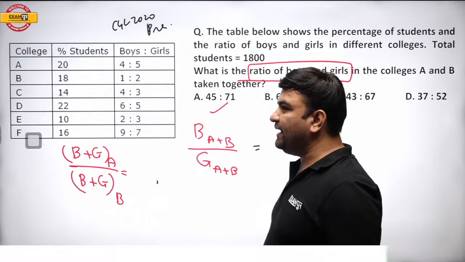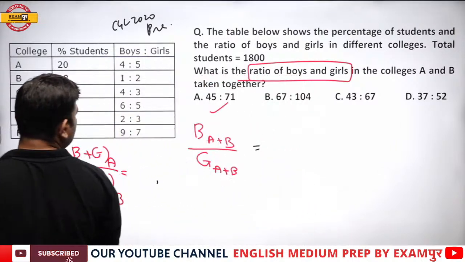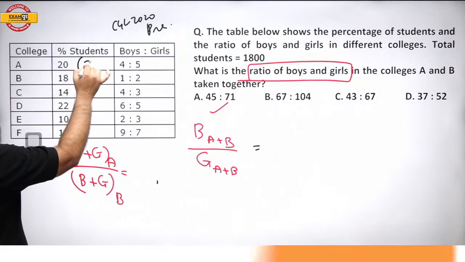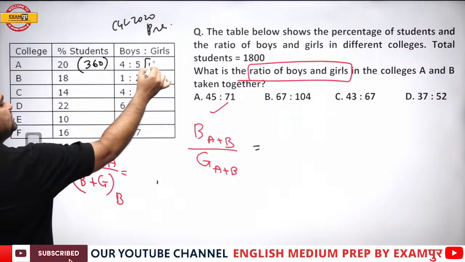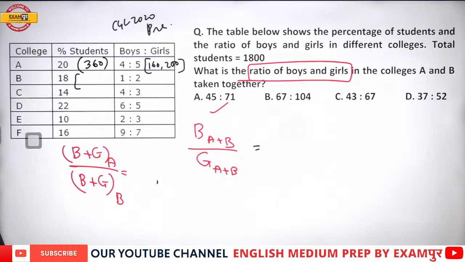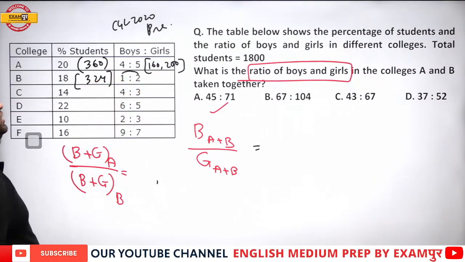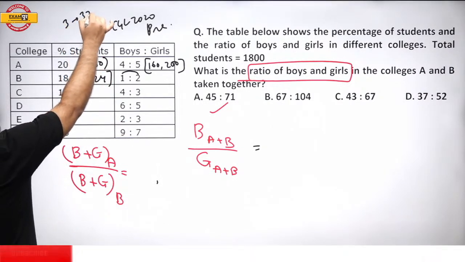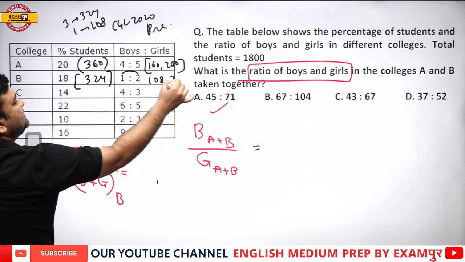Do you want to deal in the percentage, or do you want to deal in the actual values? So actual value was 20%, 360. So values are 9, 360, so 160, 200. 18%. What is 18%, guys? 324. Divided in the ratio 2:1. So you will say, sir, 3 is equal to 324, 1 is equal to 108. 108 and 216.